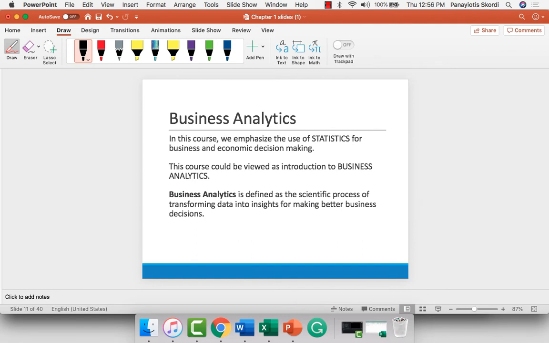So basically, business analytics, which is what this course is called, is the new buzzword, it's basically statistics. But what is it? It's all about transforming data into insights to make better business decisions. So again, you take your data, and insights means you're making it into information, and you're doing that so you can make decisions.